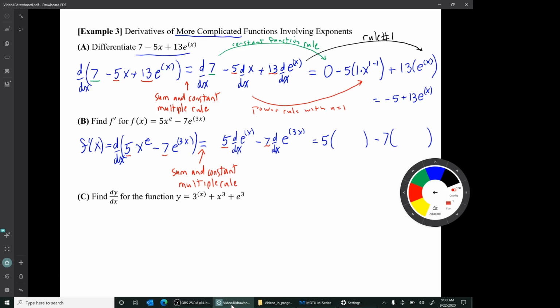And then for the next step, we prepare a space for the results of doing those derivatives. I don't do the derivatives in this step. I save them for the next step, and they're going to go here. The derivative on the left is simple. We're going to just use rule number 1. The derivative on the right is also simple. We're just going to use rule number 2.